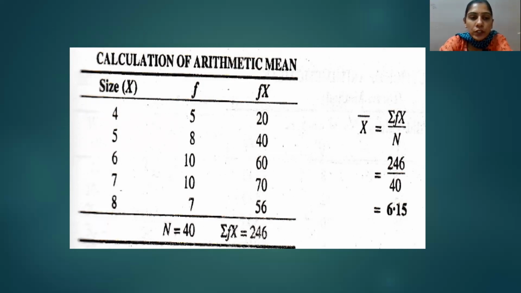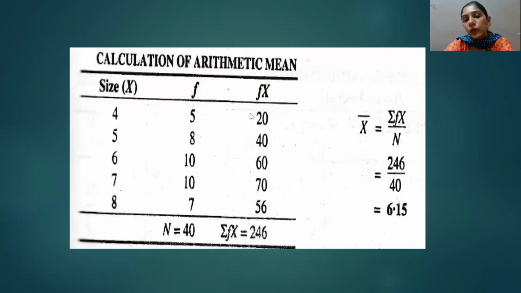let's start with the first one. 4 multiplied by 5 is equal to 20. So this is how we will get the value of fx. Second one, 5 multiplied by 8 is 40. 6 multiplied by 10 is 60. 7 multiplied by 10 is 70. And 8 multiplied by 7 is 56. So this is how we get the value of fx.